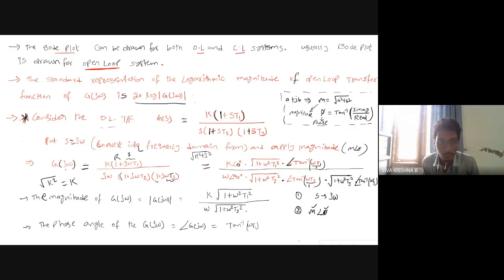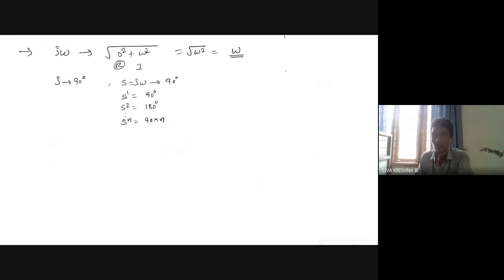I will repeat one more time. No problem. Okay now? In general, to draw a Bode plot, first S is converted into j omega, and then you have to find the magnitude and then the phase angle. So these are the main two steps.